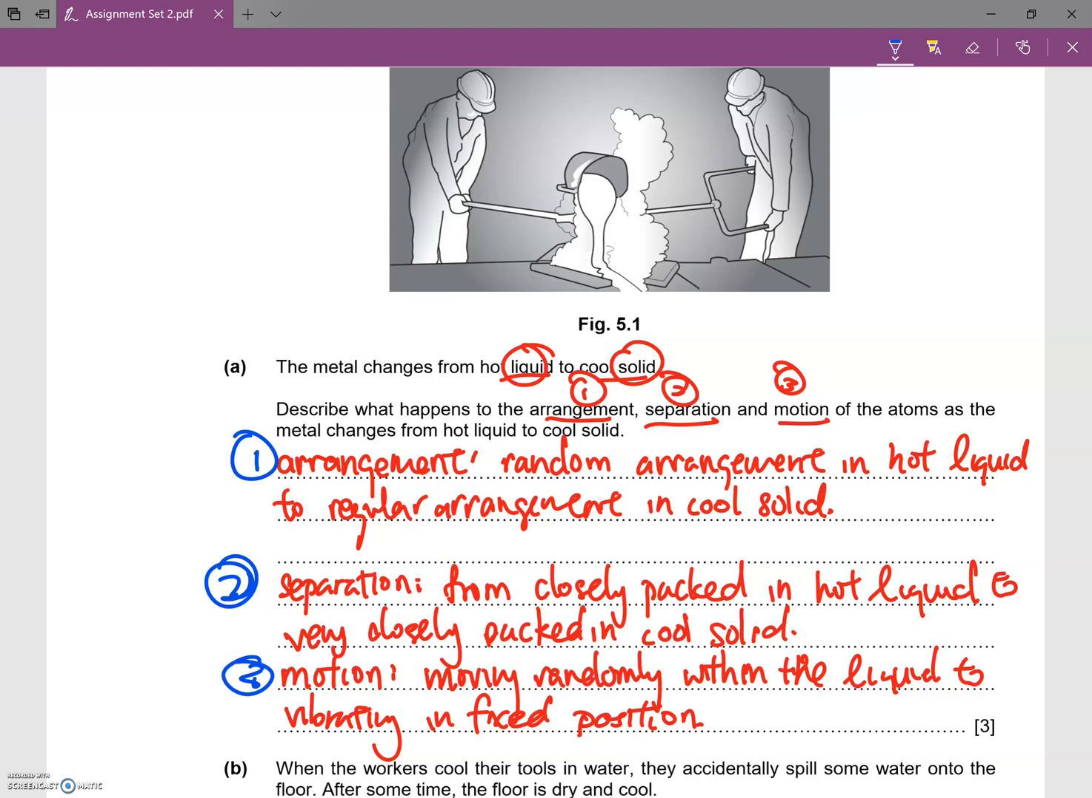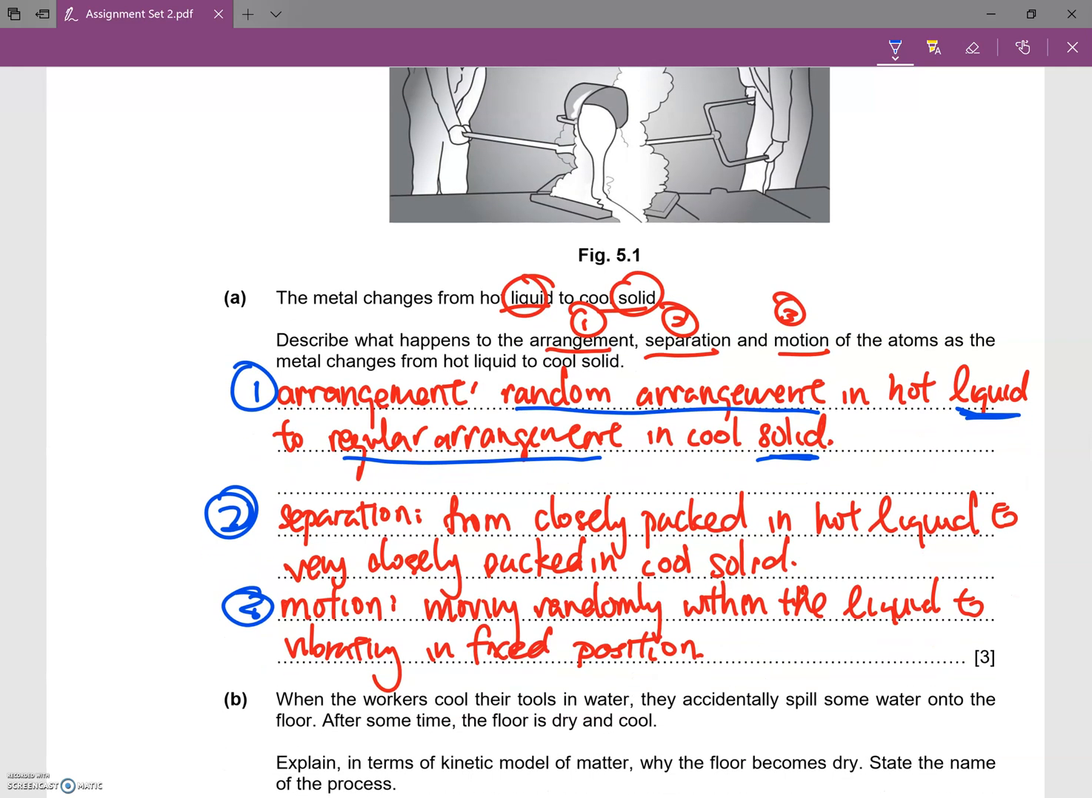So you just need to compare the arrangement between hot liquid and cool solid. Between arrangement, we know that it's a random arrangement at the start, because for liquid, it is a random arrangement. When it becomes a cool solid, it becomes a regular arrangement.